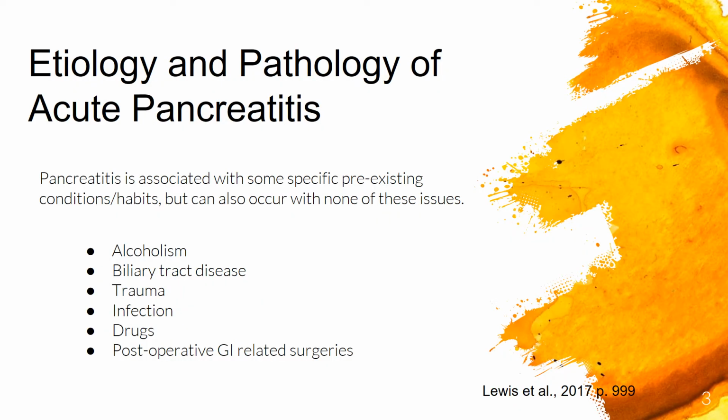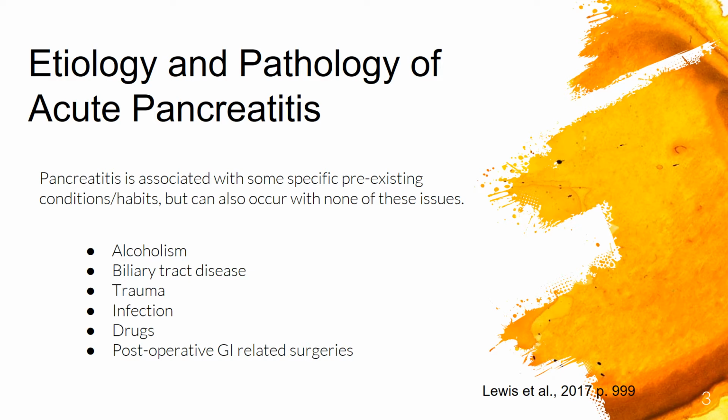So the etiology and pathology of acute pancreatitis is associated with some specific pre-existing conditions, diseases, or habits, but it can also occur randomly. Idiopathic pancreatitis exists as well. We often see pancreatitis in patients with alcoholism, biliary tract disease, trauma, infection, drug use, or post-operative GI-related surgeries. And these etiologic factors can lead to two specific types of reaction in the pancreas: activation of pancreatic enzymes and/or injury to pancreatic cells.